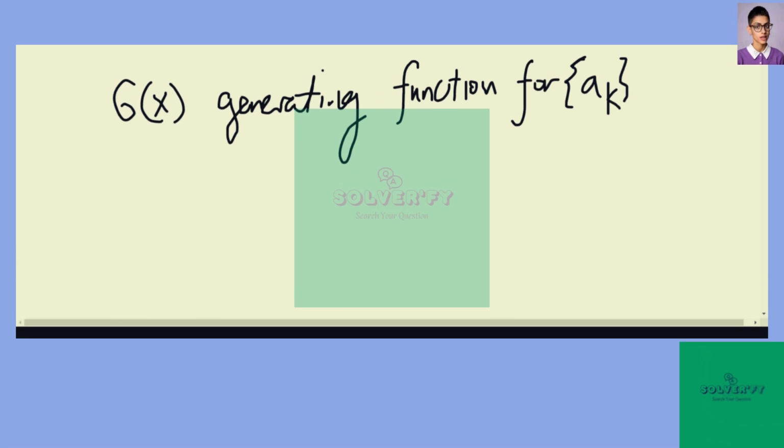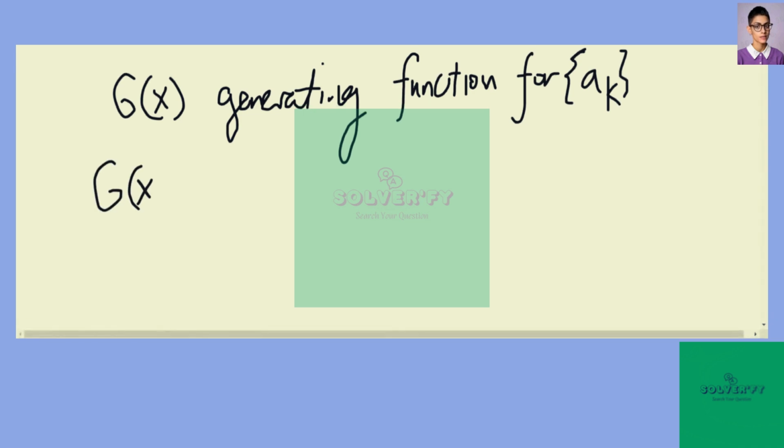We are given the generating function for a sequence. We are asked to find the generating functions for other sequences. We're told that the generating function for the sequence a_k is the function g of x. And since g of x is the generating function, it follows that g of x is equal to the sum from k equals 0 to infinity of a_k x to the k.